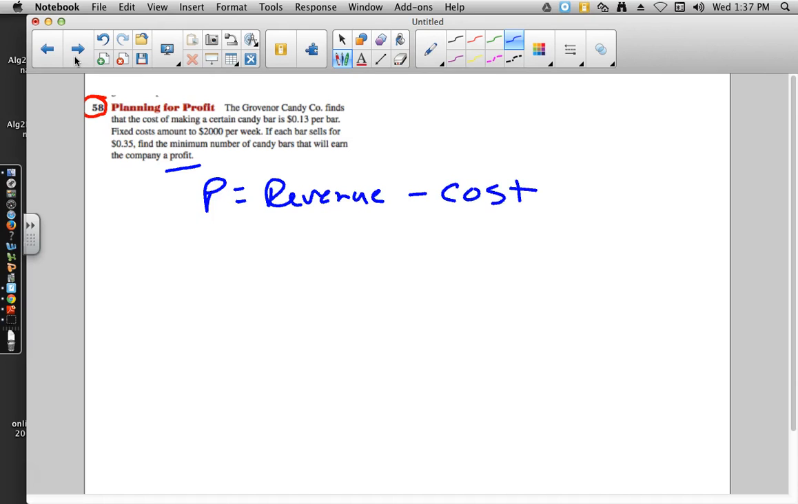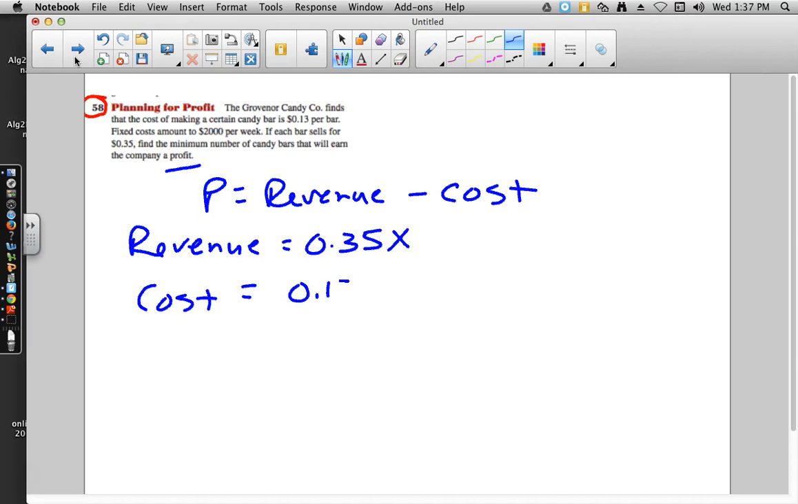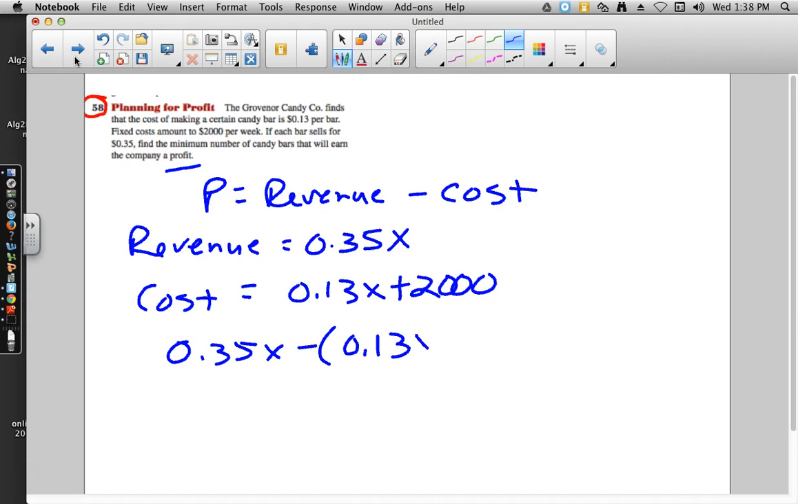minus costs. So the first thing I would do is reread up there and find out how are they making money. Well, they're selling those candy bars for 35 cents each. So I'm just going to use an X for how many I have of those. The cost of the candy bar is 13 cents each, plus that fixed cost, and again, that might be for lease, heat, light, all of that good stuff that you have those fixed costs for. So if we want to find the profit, we need the revenue, 0.35x, minus all of these costs.